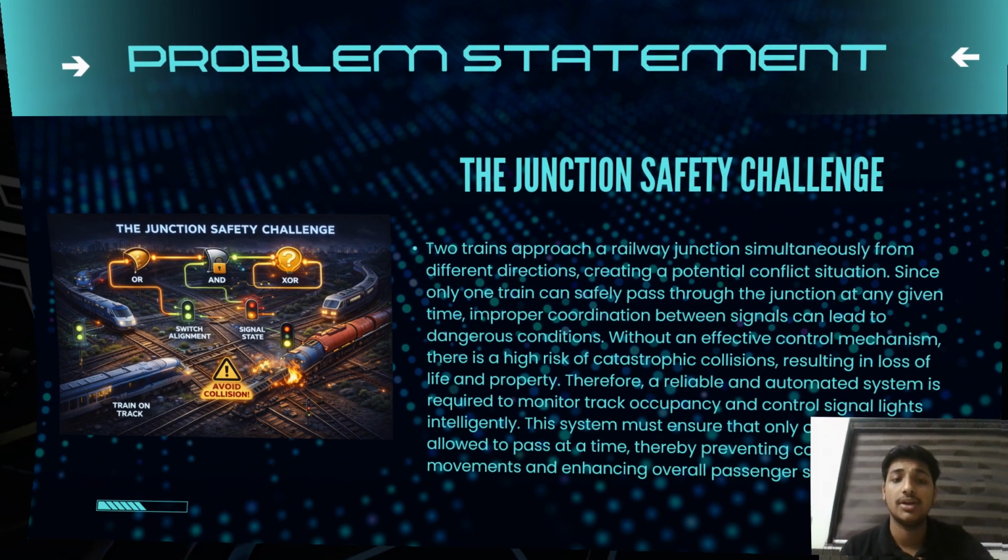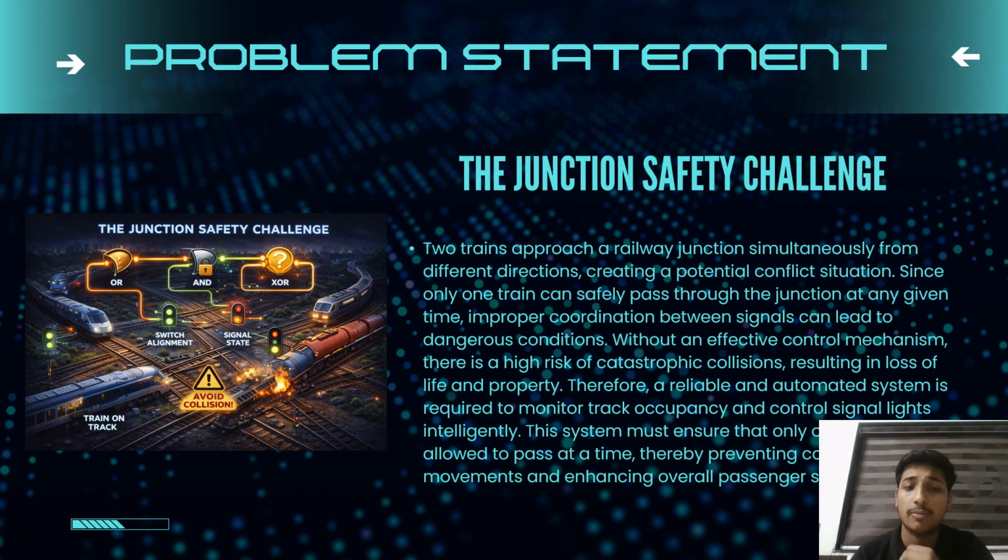Now let's talk about the problem statement. Consider a situation where two trains are approaching a railway junction from different directions at the same time. Since only one train can pass safely through the junction, there must be a proper control system to avoid accidents. If both trains are allowed to move simultaneously, it can lead to serious collisions.